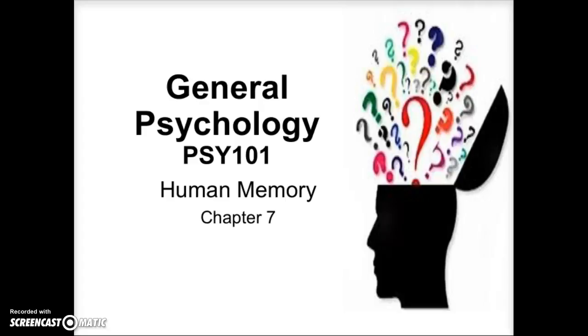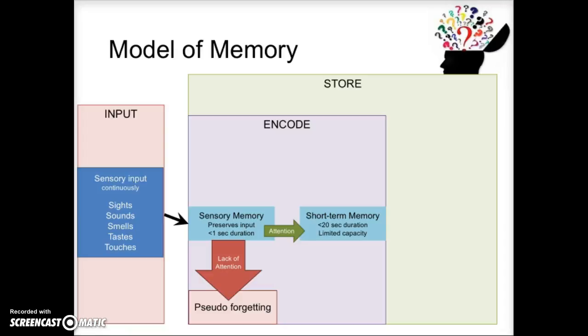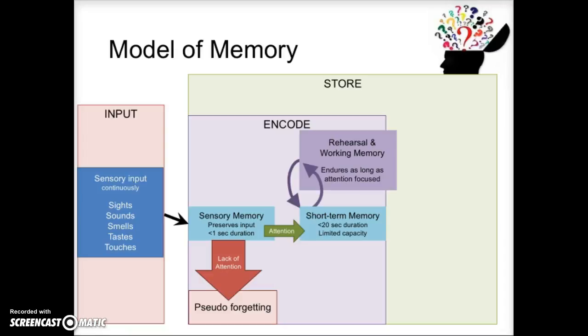Continuing Human Memory, Chapter 7. In the previous video, we talked about a model for the input, encoding, storage, and retrieval process of memory. And we talked about how sensory input enters sensory memory, and if we pay attention to it, it can move into short-term memory. However, it only lasts about 20 seconds unless we work on it. And that work is called working memory.